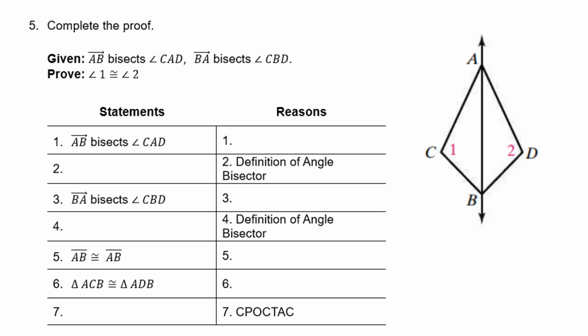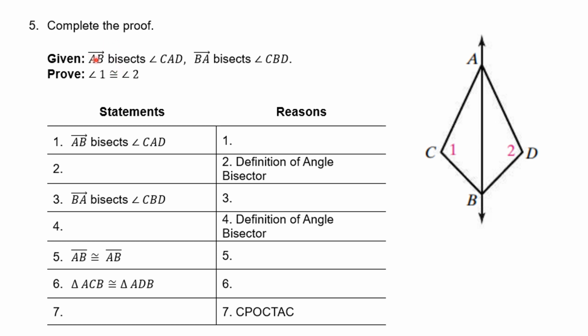All right, so let's look at our next proof. This one says complete the proof. You can see we have this diagram over here. It kind of looks like a diamond with, on each side, what we suspect is going to be two congruent triangles. All right, so it says given that the ray, or actually in this case it does look like a line, doesn't it? So that notation seems to be messed up.